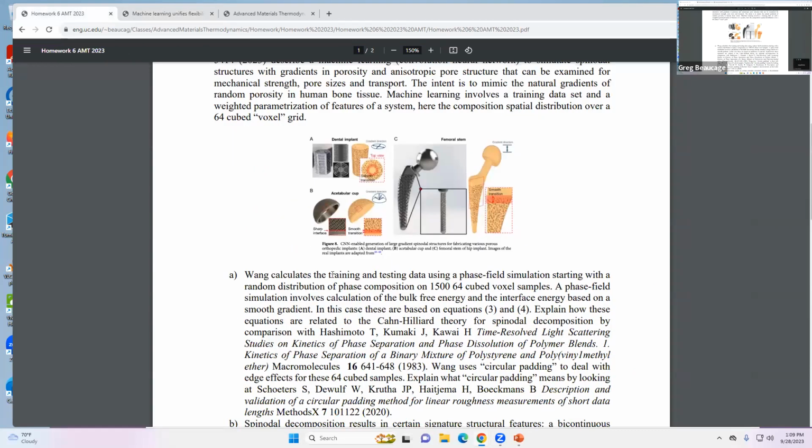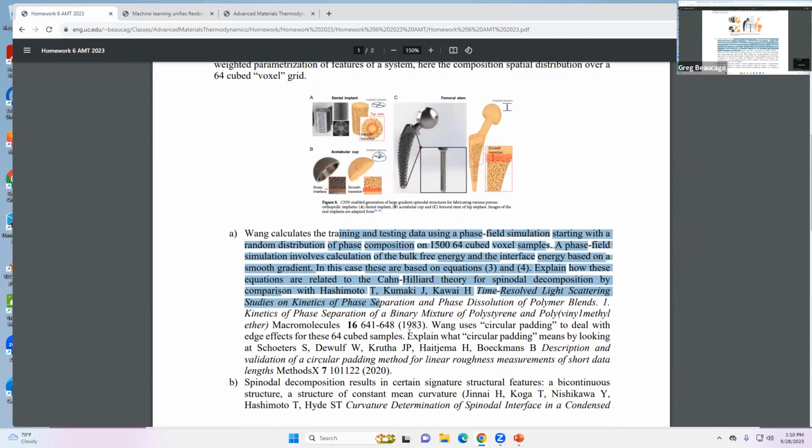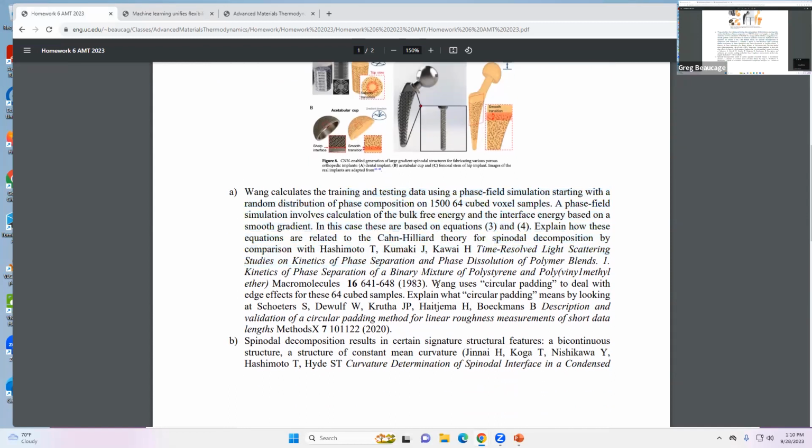I haven't exactly figured it out, but basically there's some connection between that and the Cahn-Hilliard. He says that it's obvious, it's kind of obviously linked. But all right, so that's part of this. Wang calculates with equations 3 and 4. So just try to figure that out as best you can.